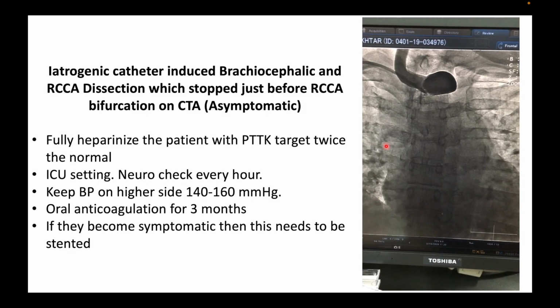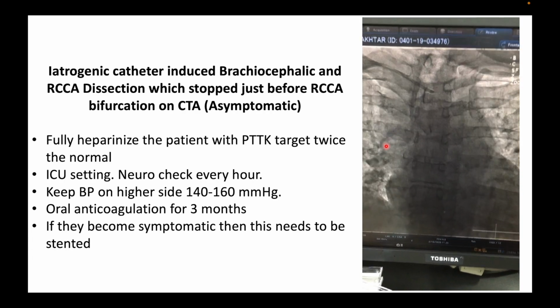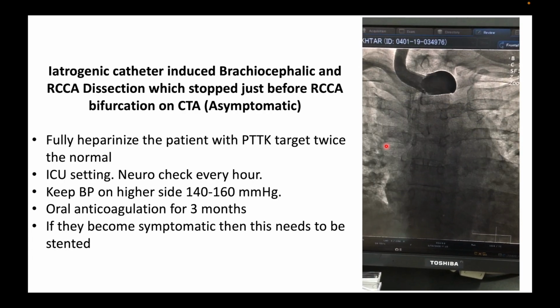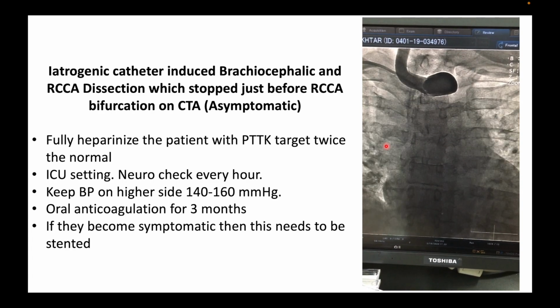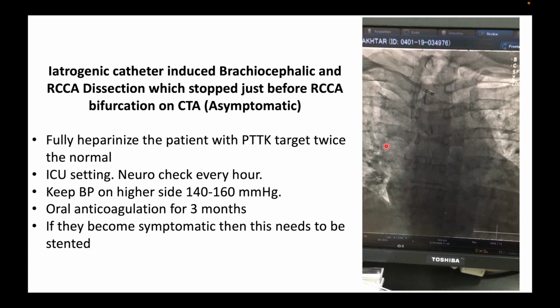Now, this was a patient where a coronary angiogram was being done, and then they injected, and this is what happened. You can see sudden ballooning with contrast injection of the brachiocephalic and the common carotid. What probably happened is the injection was given with force while the pressure was already damped or ventricularized, and they did not realize that and gave the injection. So this is an iatrogenic catheter-induced brachiocephalic and right common carotid dissection, which stopped just before the right common carotid artery bifurcation on CTA. The patient was asymptomatic.